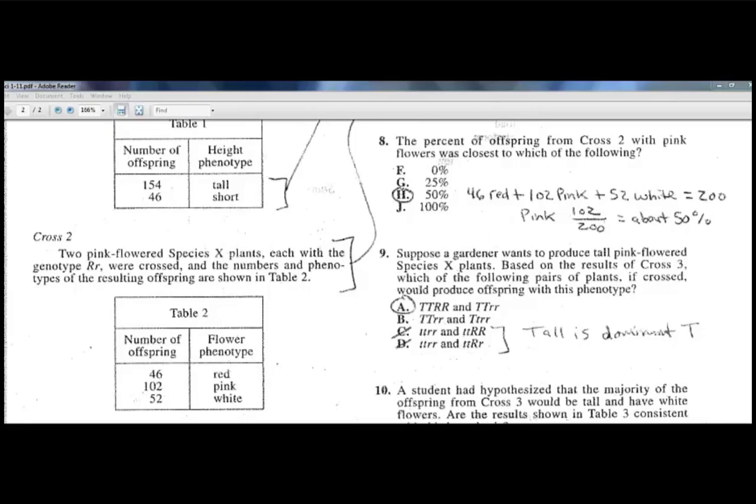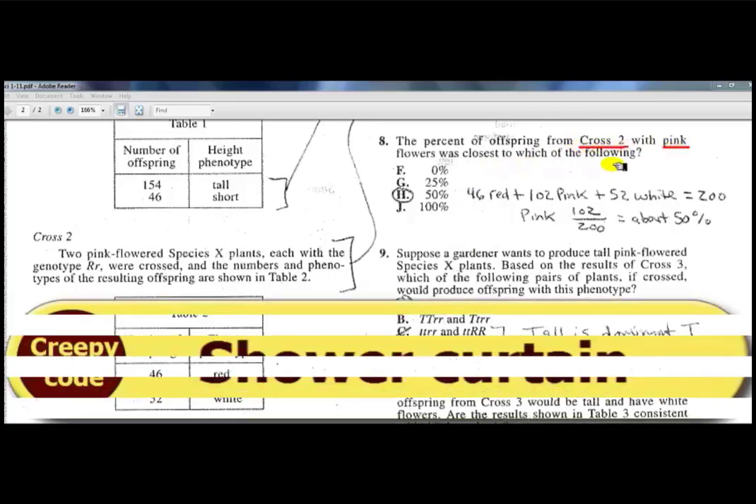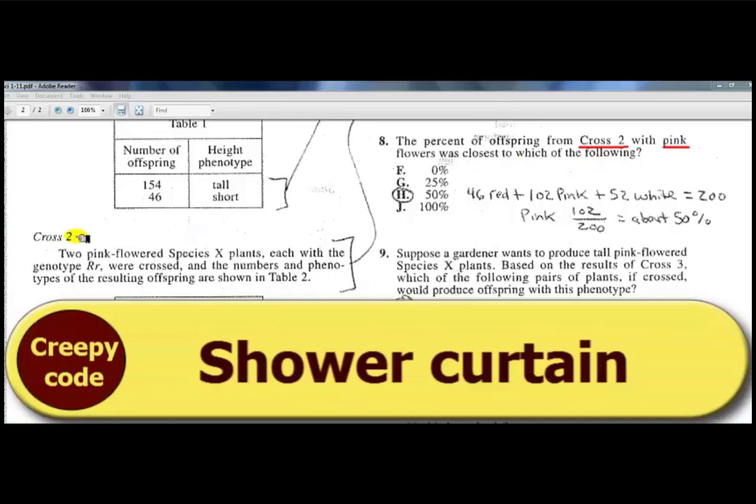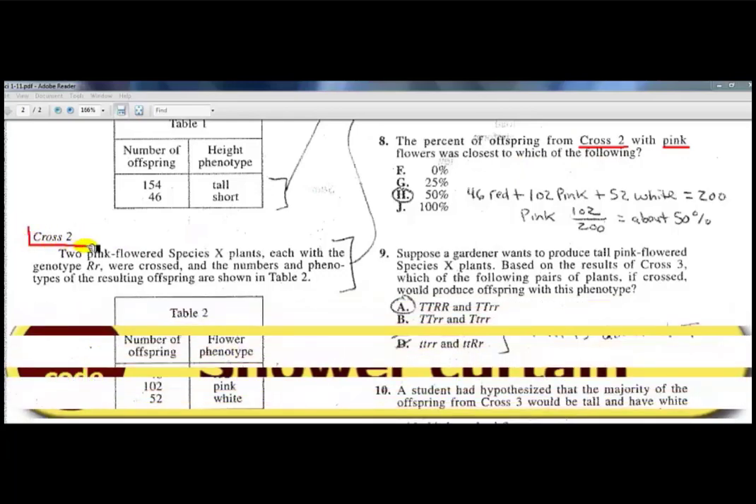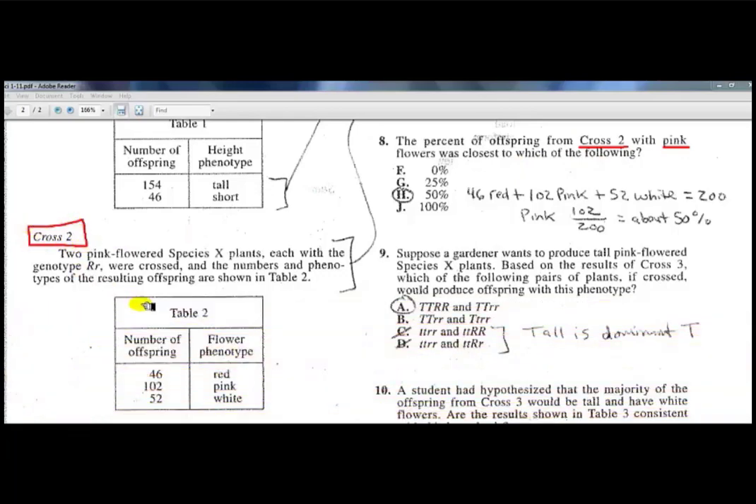Test 68C, Science, Practice Problem number 8. Number 8 reads, the percent of offspring from cross 2 with pink flowers was closest to which of the following? Go over here. First thing we do is find cross 2. We know that cross 2, there is Table 2 with information here.